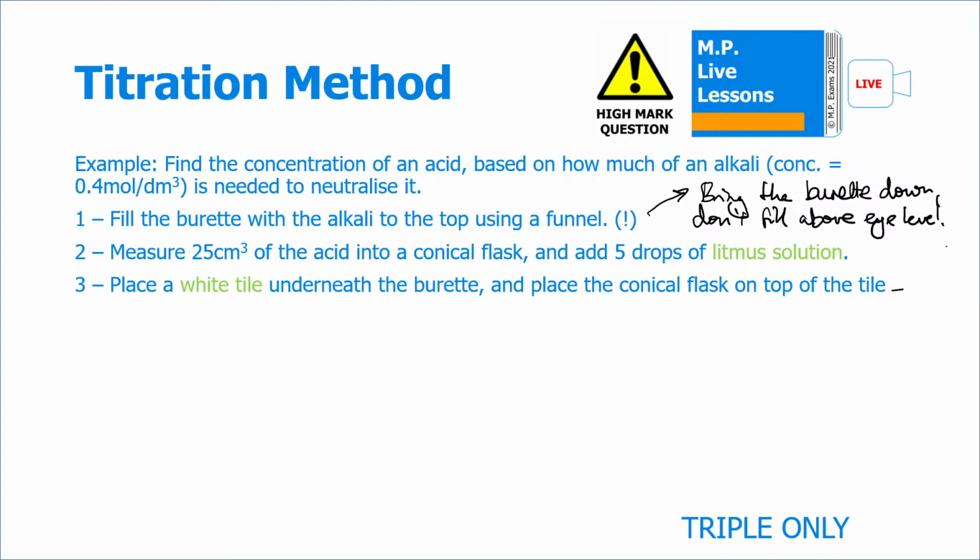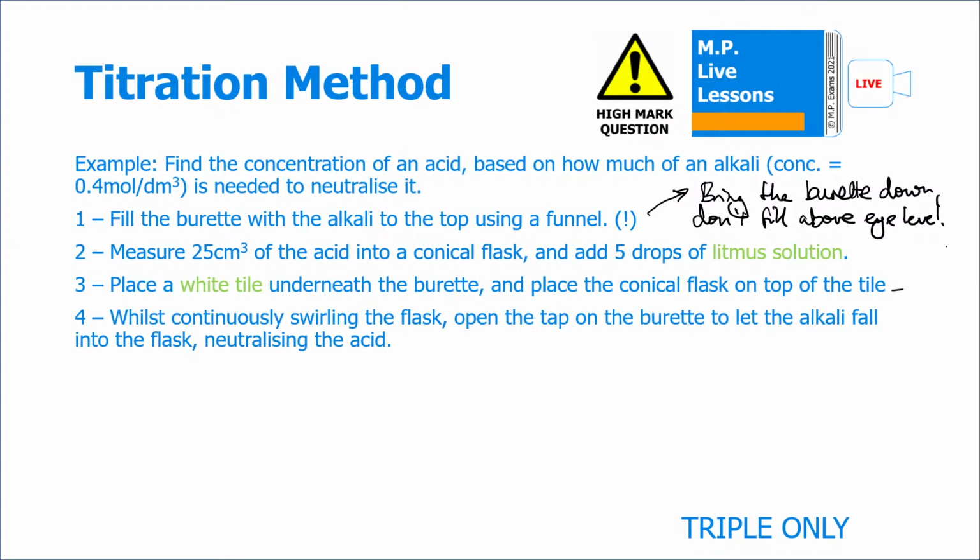Next, whilst continually swirling the flask, open the tap on the burette to let the alkali fall into the flask, which neutralizes the acid. So at first, you'll see that the solution is blue because it's alkali. But when it becomes neutral, it's no longer an alkali and it starts to see some red. So that's the color change you look for when you use litmus from alkali to acid.